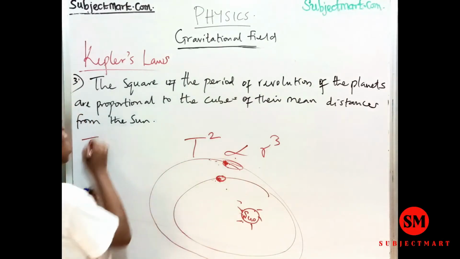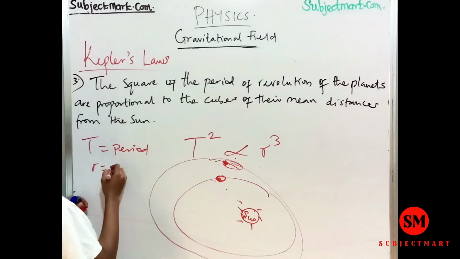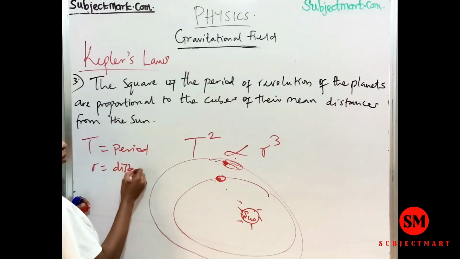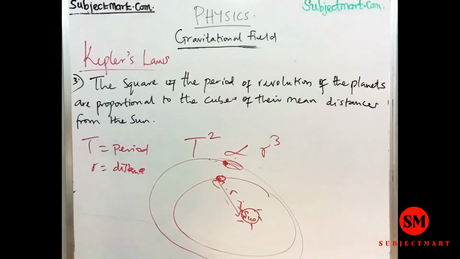Period, T is the period. T is equal to period, and R is the distance. The distance from here to here between the sun and the planet is the R. So that will be called Kepler's Law.